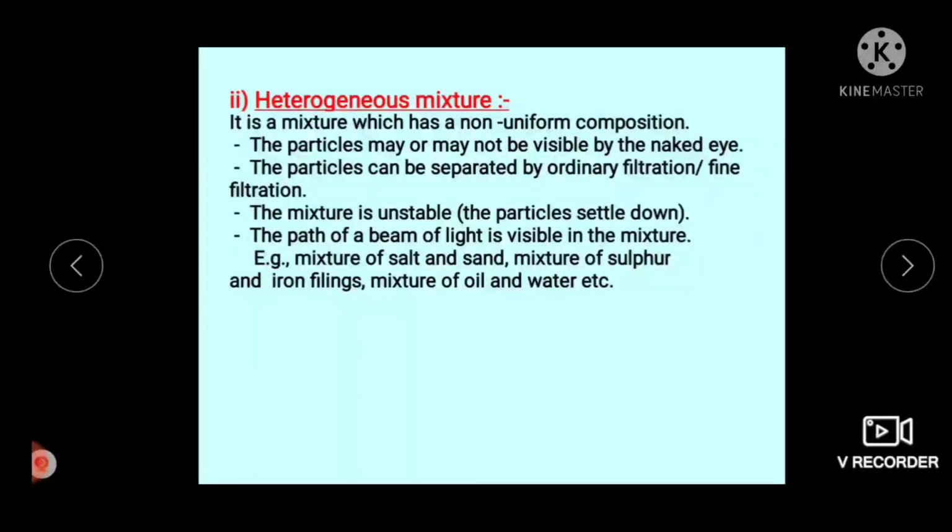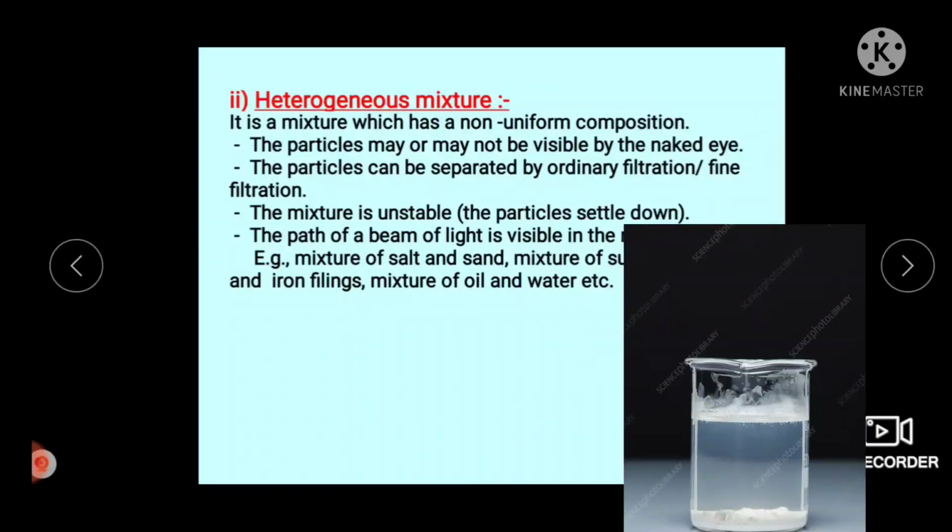The characteristics of a heterogeneous mixture are: the particles may or may not be visible to the naked eye. The particles can be separated by ordinary filtration or fine filtration. For example, chalk and water is a heterogeneous mixture. We can separate out the chalk and water by using filtration methods. The mixture is unstable. The particles settle down. And the path of a beam of light is visible in the mixture.